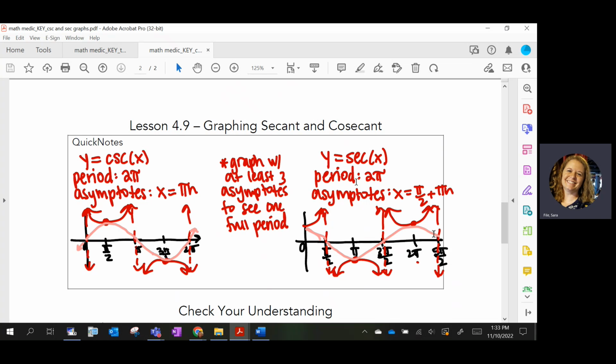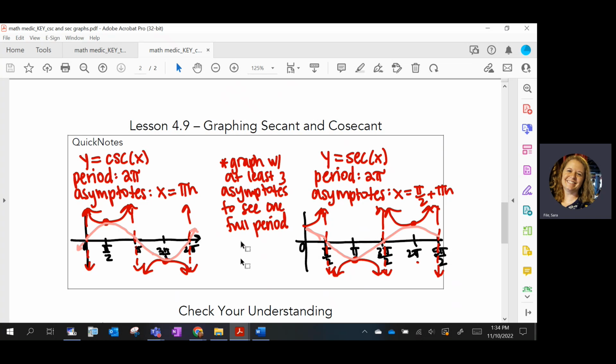For secant, the asymptotes start at pi halves, but you can't just say multiples of pi halves, because that would include 0 pi halves, which is just 0, and there's not an asymptote at 0. Or 2 pi halves would just be pi, and there's not an asymptote there. So it's not at multiples of pi halves. It starts at pi halves, and then it's spaced out a full pi in between. So it's pi halves plus pi n for the location of the asymptotes for secant.